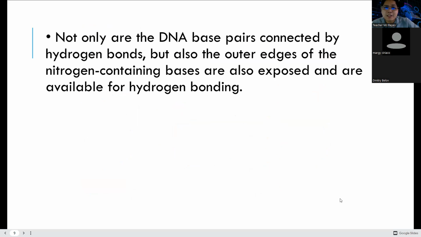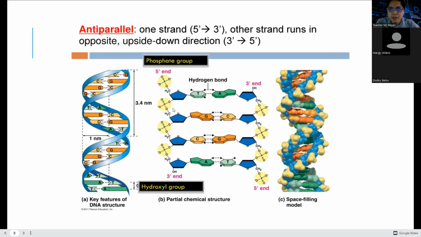Not only are the DNA base pairs connected by hydrogen bonds, take a look at this one. Thymine is bonded with adenine with two hydrogen bonds, and guanine is bonded with cytosine with three hydrogen bonds. Let's take a look later at what the connections of these bonds are.